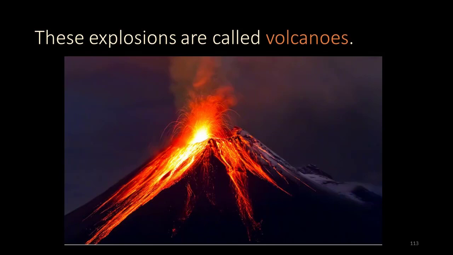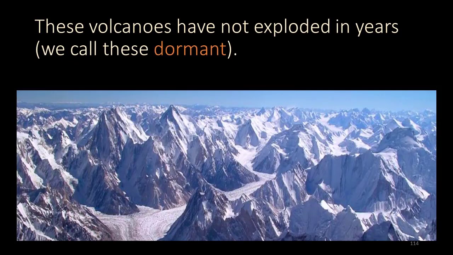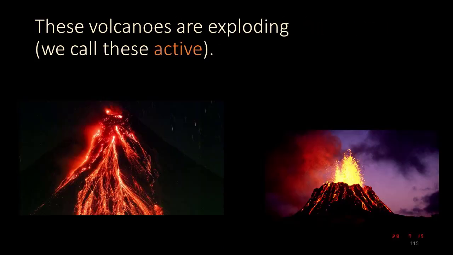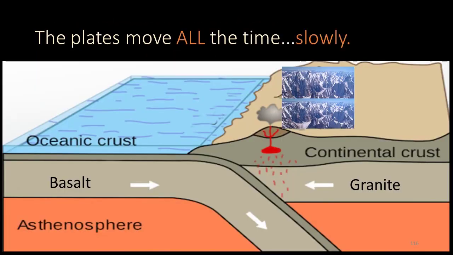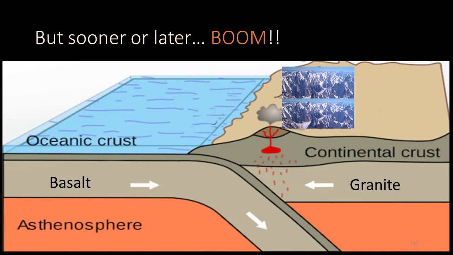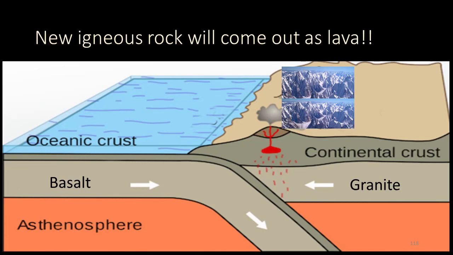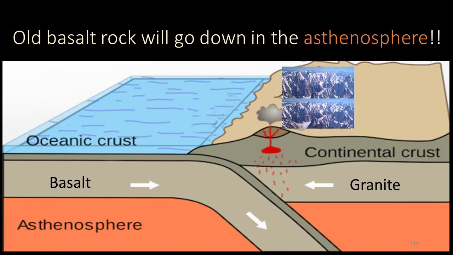You can see the lava coming out of the volcano. These volcanoes have not exploded in years. We call these dormant volcanoes. And these are active volcanoes. They are actively exploding. The plates move all the time, but very slowly. But sooner or later, boom, you're going to get volcanoes where they collide, and new igneous rock comes out as lava.